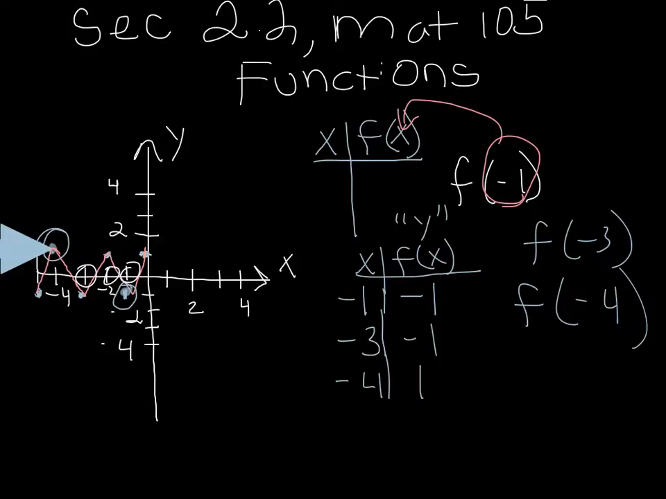So all it means when it says to find the following is that you're looking at that graph and at your input of -1 for x, and then looking at what that means for y. What y value matches up with that x?